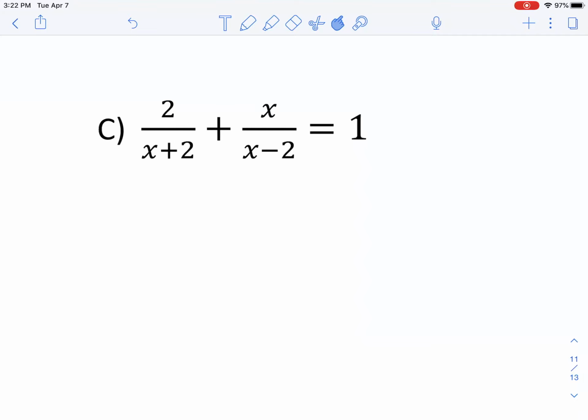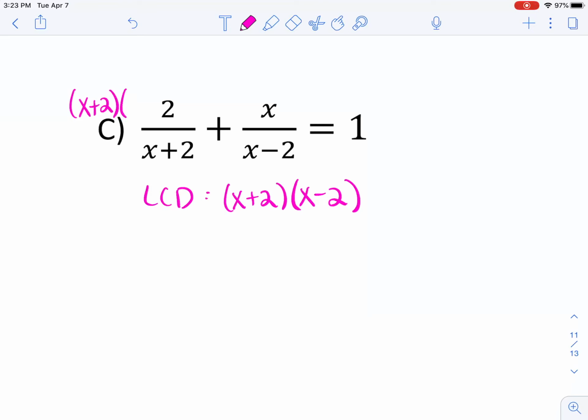C is 2 over x plus 2 plus x over x minus 2 equals 1. Again, we're thinking of our LCD. That's what we want to multiply each piece by. Our denominators in this case are x plus 2 and x minus 2. So if we multiply x plus 2 and x minus 2 together, that will give us our LCD. We're going to take that LCD and multiply it by each piece. So the 2 over x plus 2, I'm going to multiply by x plus 2 times x minus 2. The x over x minus 2, I'm going to multiply by x plus 2 times x minus 2. And then I'm going to multiply 1 by x plus 2 times x minus 2.